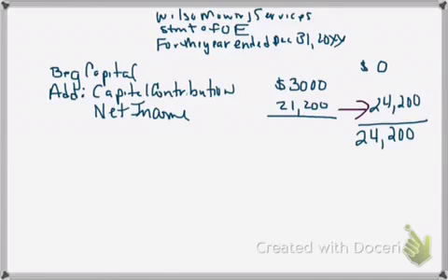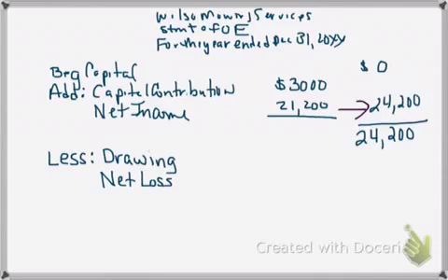Then I'm going to look at the things that I have to subtract, and I would say less. Now the things that would be less would be the drawings that the owner takes. If I had a net loss on the income statement, it would go here. I can't have a net income and a net loss, so it's going to be one or the other. In this one, the drawing account was $12,000. If we go back and look at that trial balance, we'll see that $12,000 on it. And then we have the net loss, in this case is 0, because we do not have a net loss.